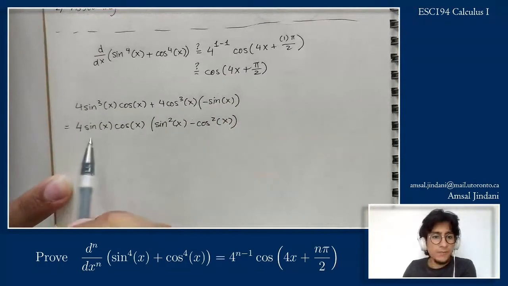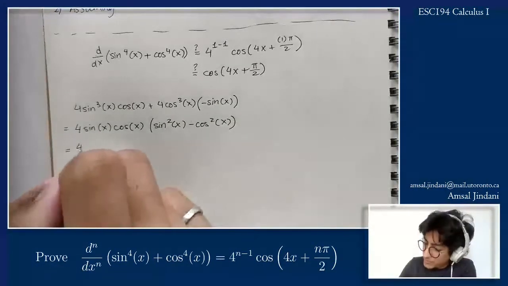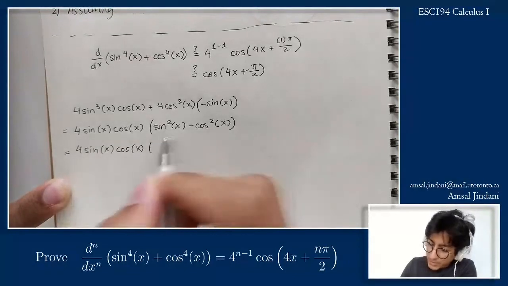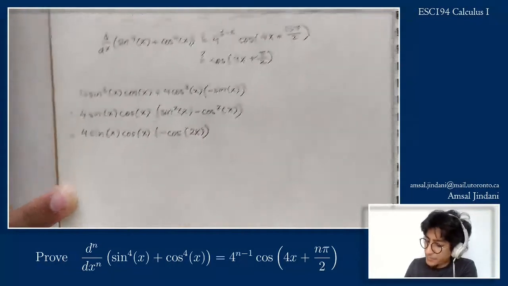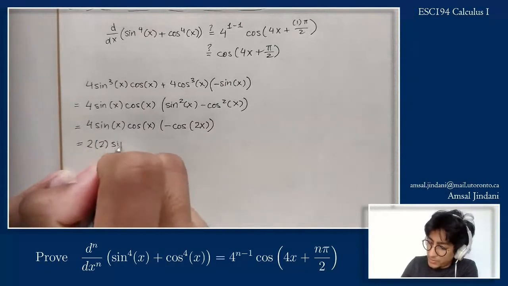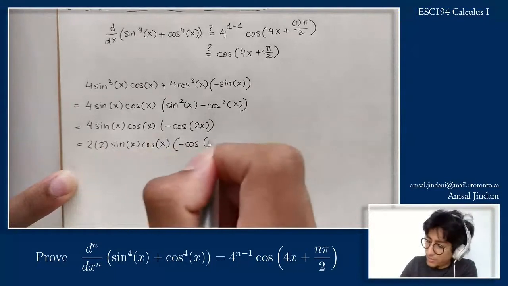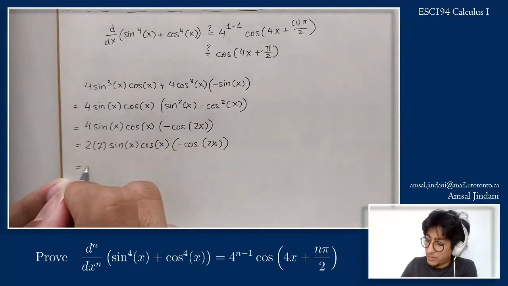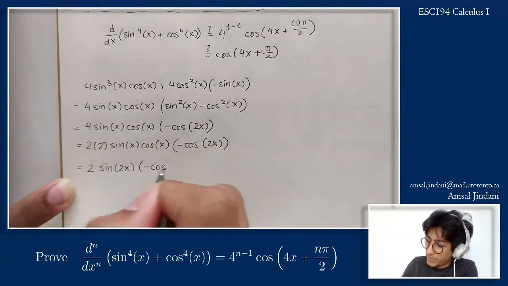And now there's a bunch of trig identities just hiding over here, right? So the first one is the expression inside the brackets. This statement over here is just negative of cosine 2x. And then if I break this 4 up into 2 times sine x cosine x, negative cosine 2x, then 2 sine x cosine x is just sine of 2x. So 2 sine of 2x times negative cosine of 2x.